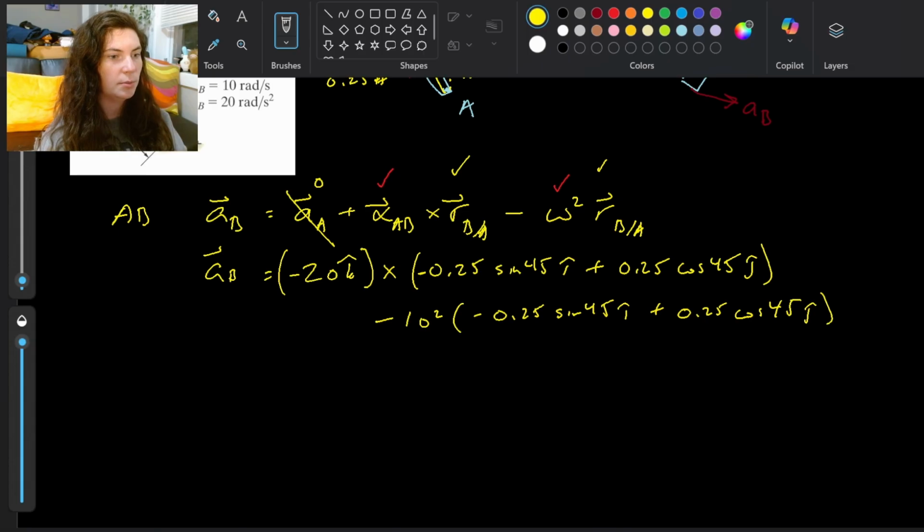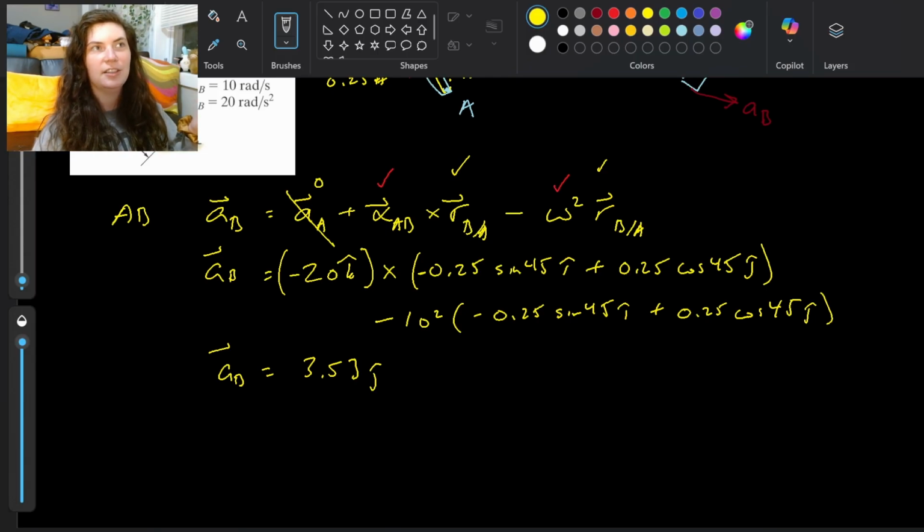All right, let's see if we can simplify that just a little bit. So I have a negative 20 times negative 0.25 sine 45, and that's going to give me 21.2. Is that right? Nope, that's not right. I am looking at the wrong thing on my paper. That is not the right number at all. Sorry. From my calculator, that should give me 3.53. That sounds a lot better. That sounds a lot more accurate.